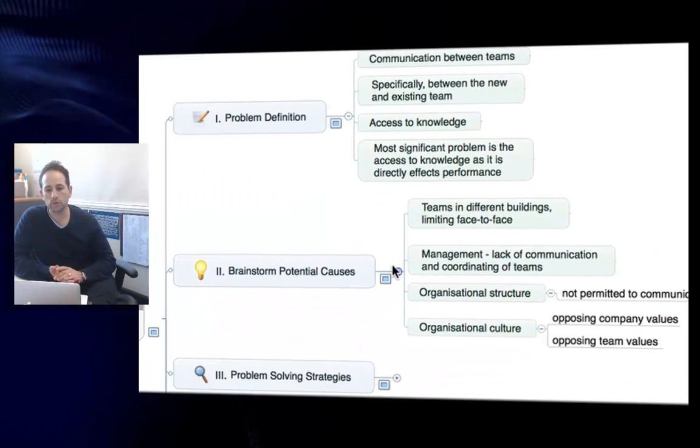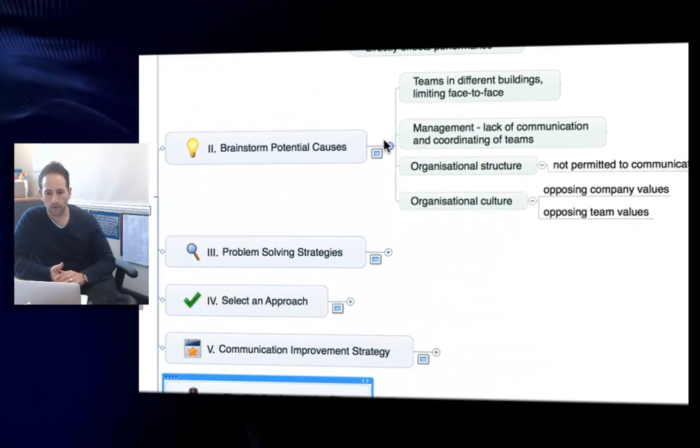So what possible causes could there be for this problem? Well, the most obvious would be that each team is in different locations. They're in different buildings, and this limits the amount of face-to-face time that they could actually be having. Secondly is the management and the lack of communication and the coordination of the team. This has now become my problem because I am now the manager. And thirdly, I believe that the organisational structure in itself is not allowing the communication flow to work in a positive manner. So this will need to be addressed.